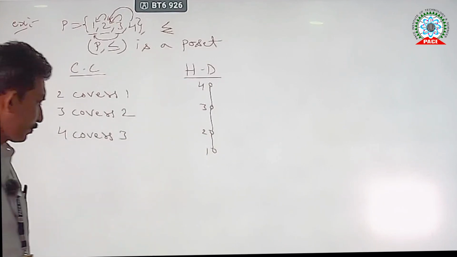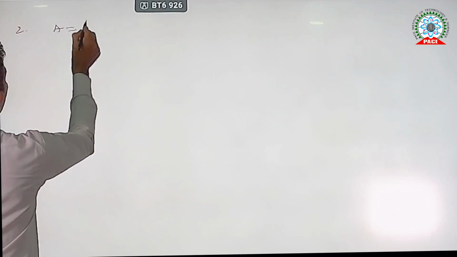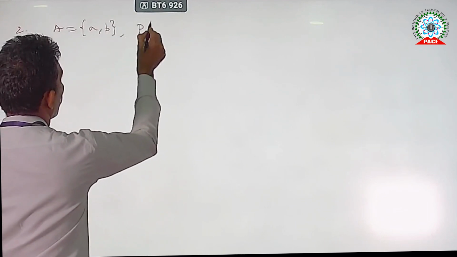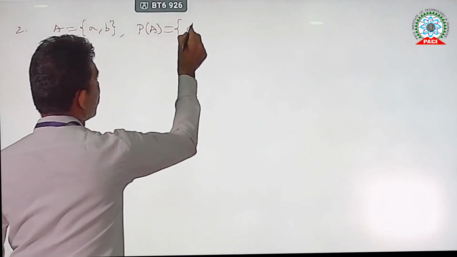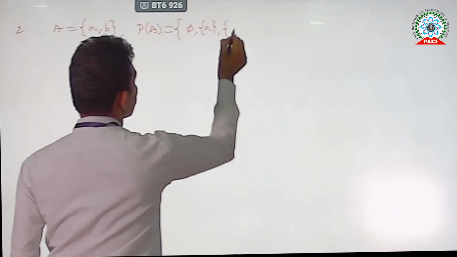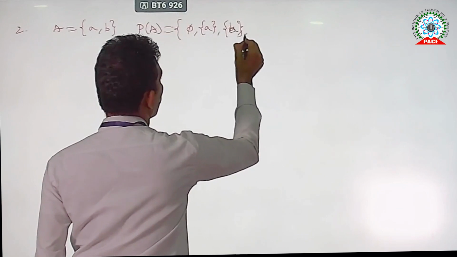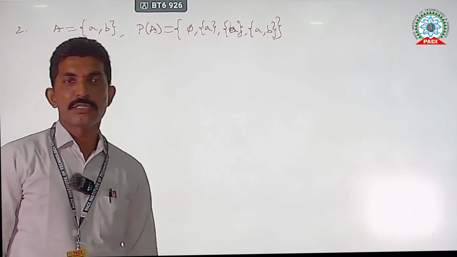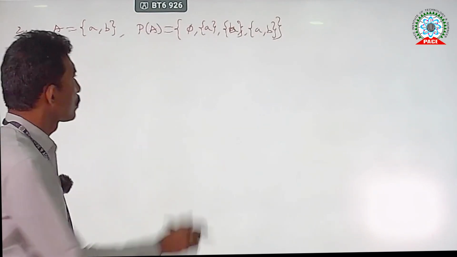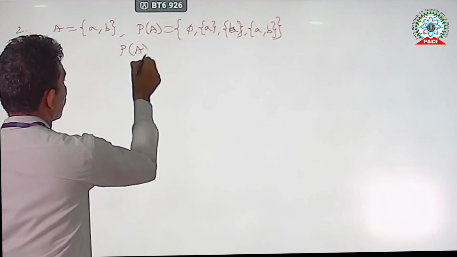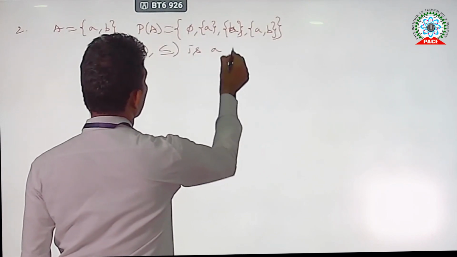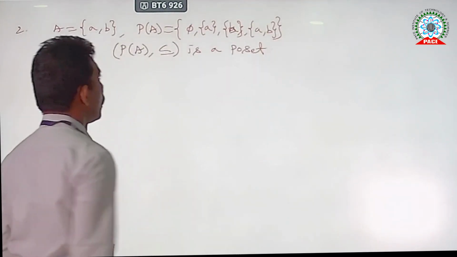So next example, if we take A equal to {a, b}, then the power set of A is equal to {empty, {a}, {b}, {a, b}}. Subset is a partial order relation on a set. So (P(A), subset) is a poset. So let us write the covering conditions on one side and the Hasse diagram on the other side.